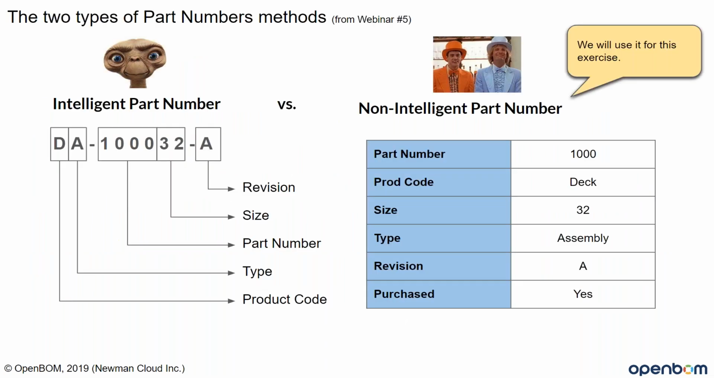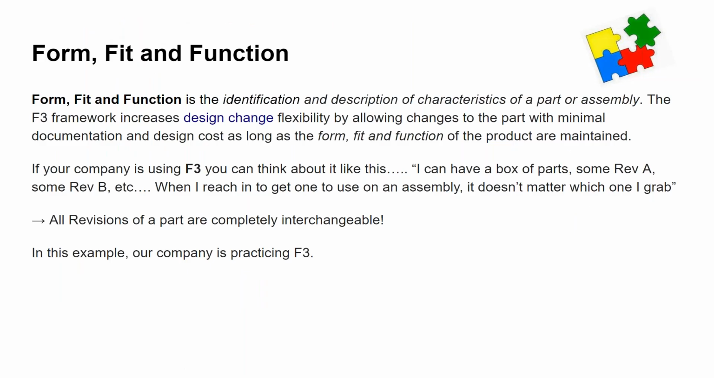And I'd like to revisit a slide from last week's webinar about the two basic types of part numbers, intelligent and non-intelligent. So let me get this slide up here. We're going to be dealing with what we call non-intelligent part numbers. If you go back and watch that webinar number 5, you'll see that we compare and contrast the benefits and pros and cons of both. So we will be looking at simple part numbers here today.